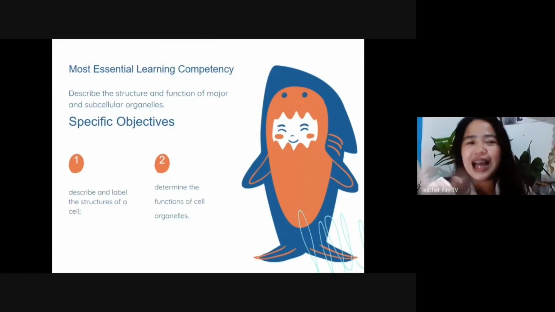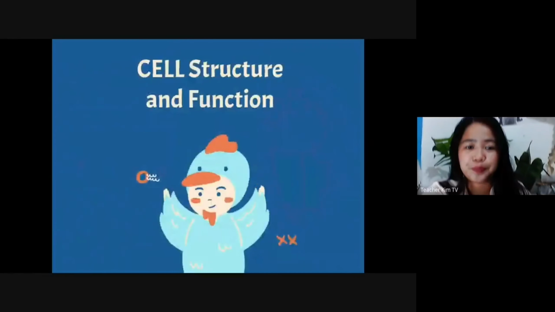So, i-base our lesson, ako kasi binibase ko tong mga vlog na to sa MELCs, di ba? Ulitin ko yon sa essential learning competency. So, ang essential learning competency natin is for you to describe the structure and function of the major and subcellular organelles. Now, for the specific objectives is for you to describe and label the structures of a cell and for you to determine the functions of the cell organelles. So, I hope na may matutunan tayo dito lahat.